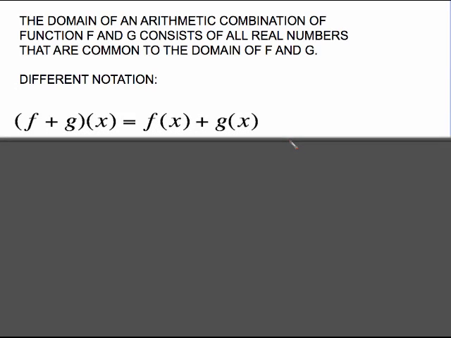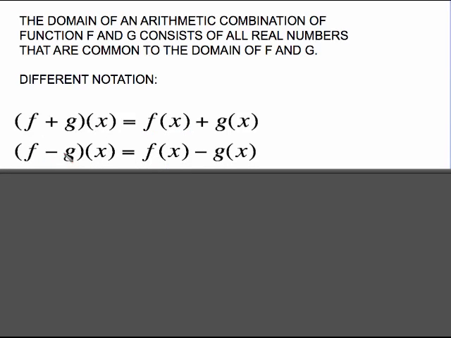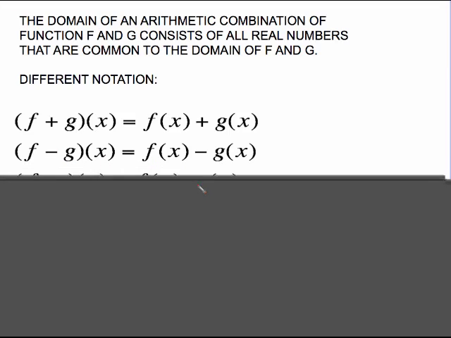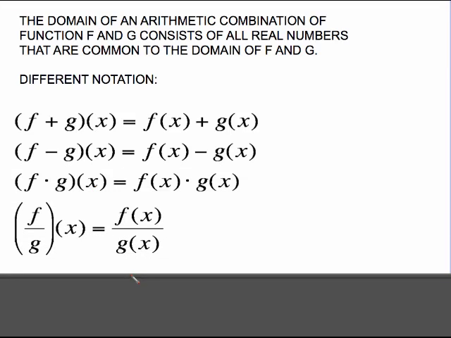Now we've got a little different notation. Instead of doing f of x plus g of x, someone has decided to condense the notation and put f plus g together in the parentheses with the x out here. That means the same as f of x plus g of x. Same condensing, f minus g in parentheses x is the same as f of x minus g of x. Same idea for multiplying, and same idea for dividing.